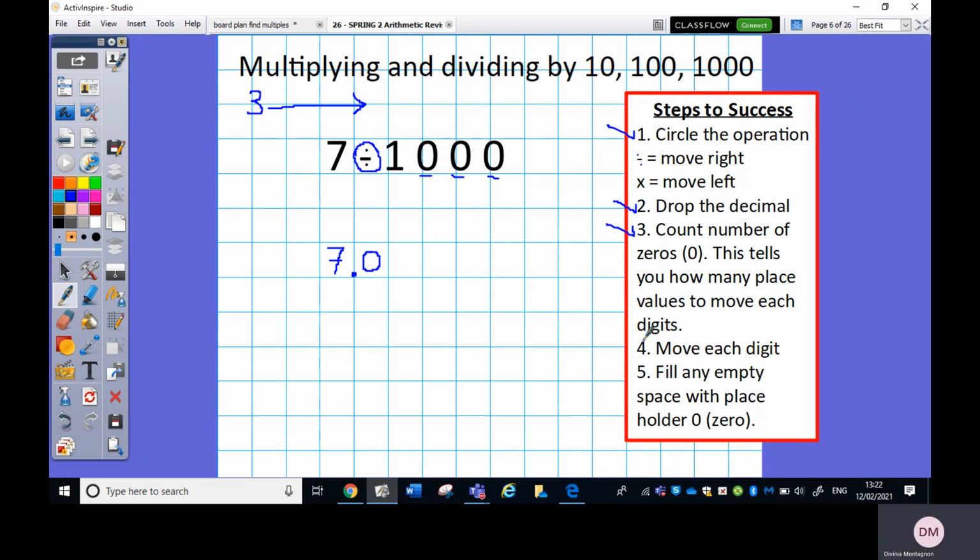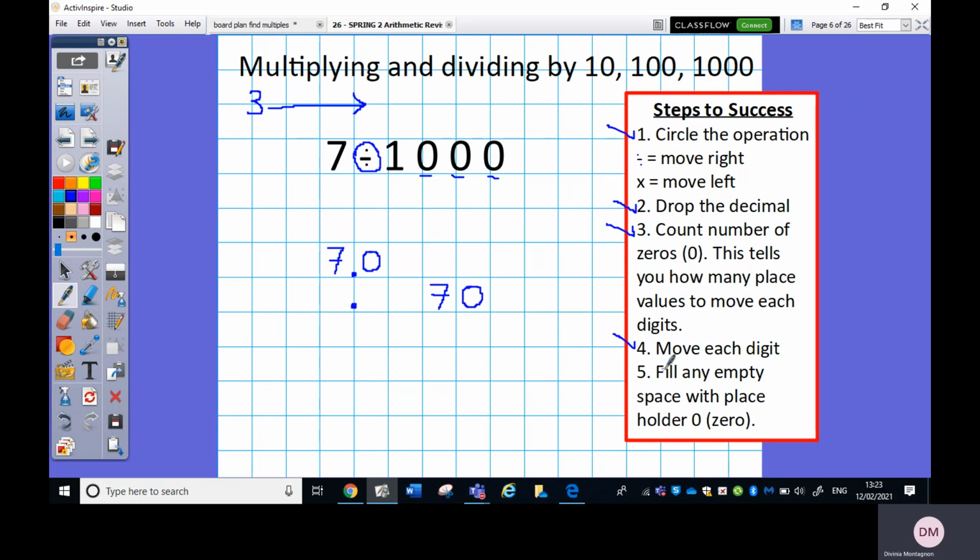Tick that off. I'm going to now move each digit. Oh, I forgot to drop my decimal. I wrote my decimal, but I didn't drop my decimal. So let me just drop that now. Sorry. So I'm going to move each digit. So I've got my 7. I've got to move it 3 place values to the right. Okay. 1, 2, 3. I've got my 0. 1, 2, 3. I don't really have to place it there because there isn't a digit after it.